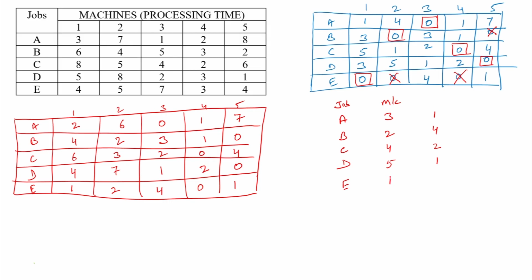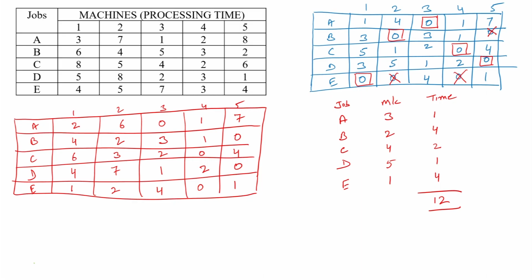and job E is assigned to machine 1 and the cost is 4, and total: 1 plus 4 is 5, plus 2 is 7, 8 and 12. So 12 time units, 12 hours, is the time taken to perform all the jobs. That is the optimal answer we have achieved. 12 is the time required to perform all the 5 jobs on 5 machines. This is how the assignment has been carried out. We have allocated the jobs to different machines so that the total time taken is minimum.